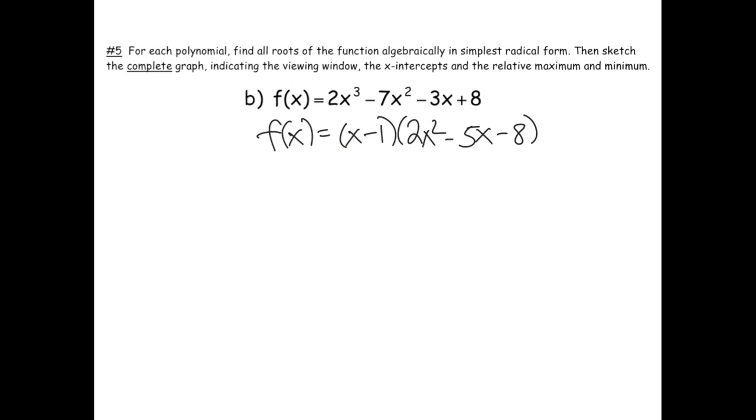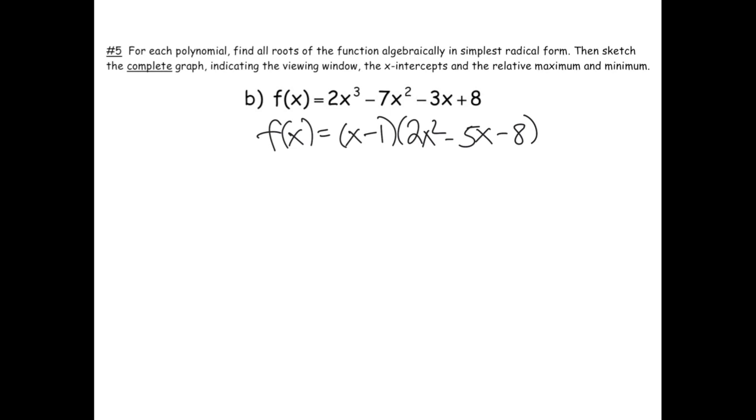Okay, so now we have f of x is equal to x minus 1 times 2x squared minus 5x minus 8. But what we're looking for is all of the roots. So really, we still only have this one root, but now at least we have a quadratic, and so we have to figure out if we can get some roots out of here. I look at it, I don't see off the bat any way that I can factor it easily, so I'm going to go ahead and use the quadratic formula for that.